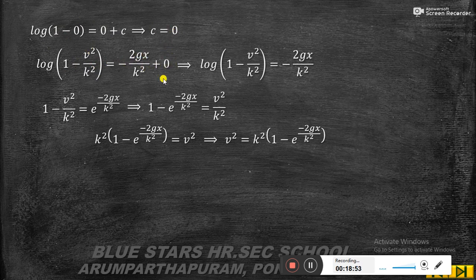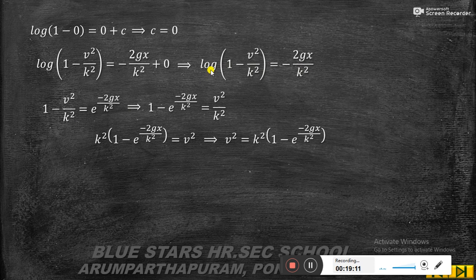C value is 0, so plus 0. In the next step, log of 1 minus v square by k square equals minus 2gx by k square. Now we take the exponential on both sides so that we can cancel this log.